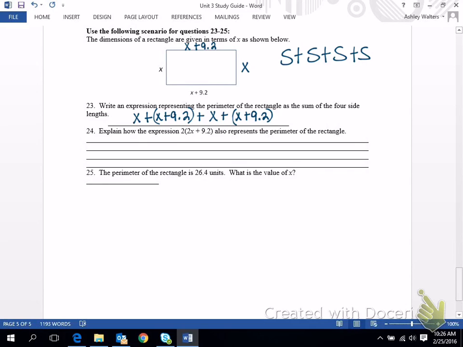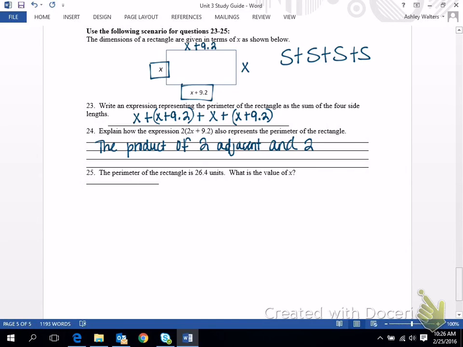In 24, it says to explain how the expression 2 times (x plus 9.2) also represents the perimeter of the rectangle. Well, we come up with x plus 9.2 by adding together adjacent sides. So, that is the product of 2 adjacent sides, and 2. Because when you multiply that by 2, it now covers all 4 sides.